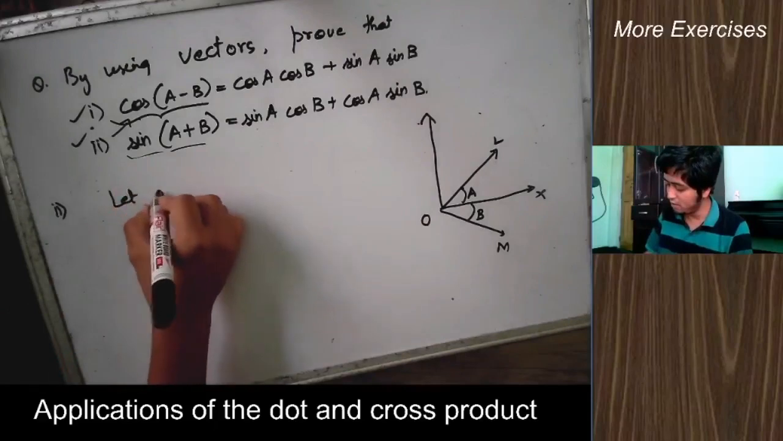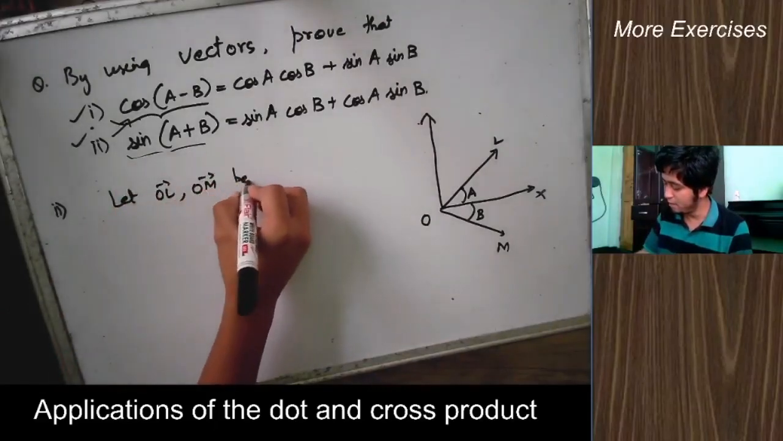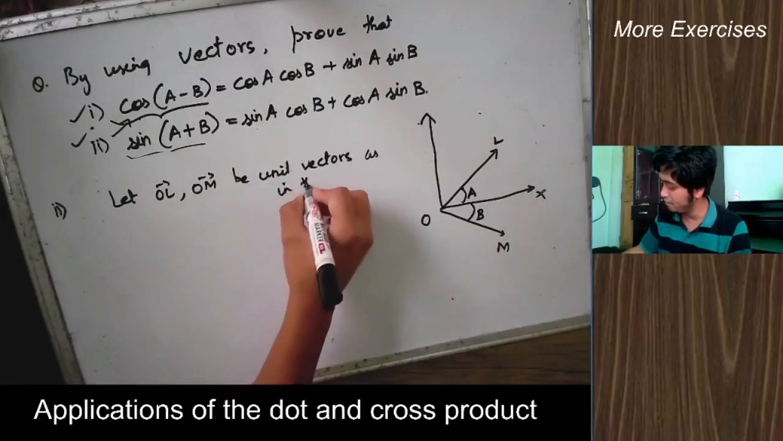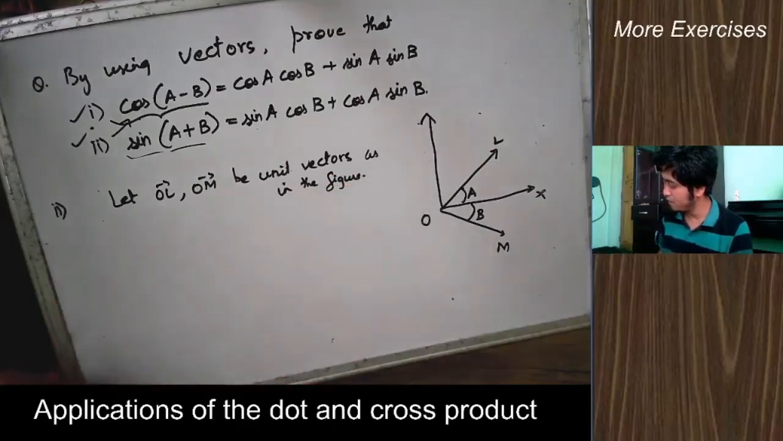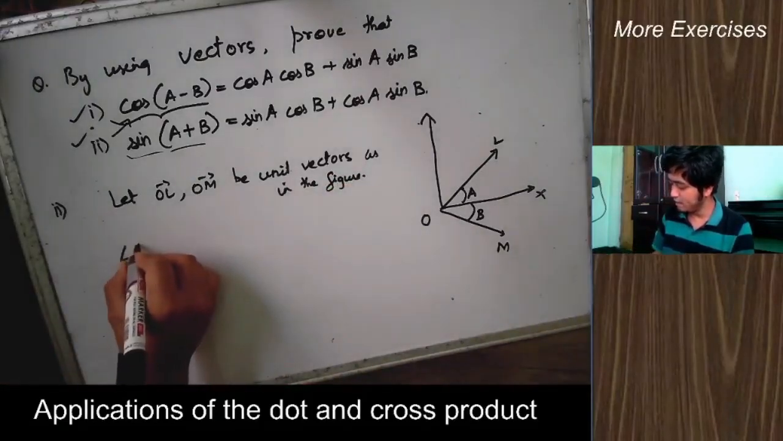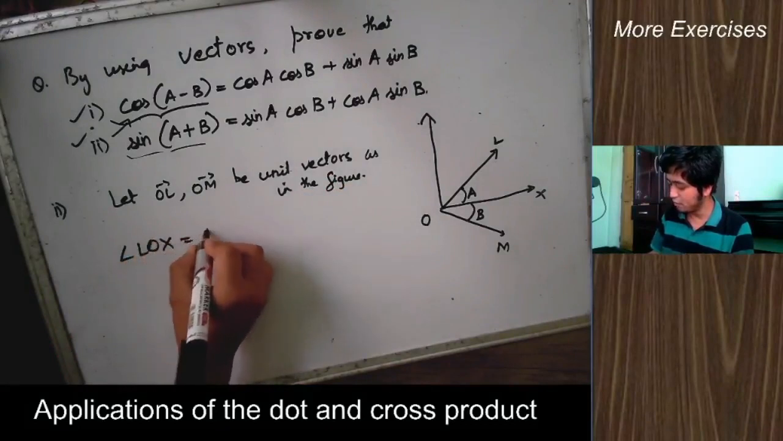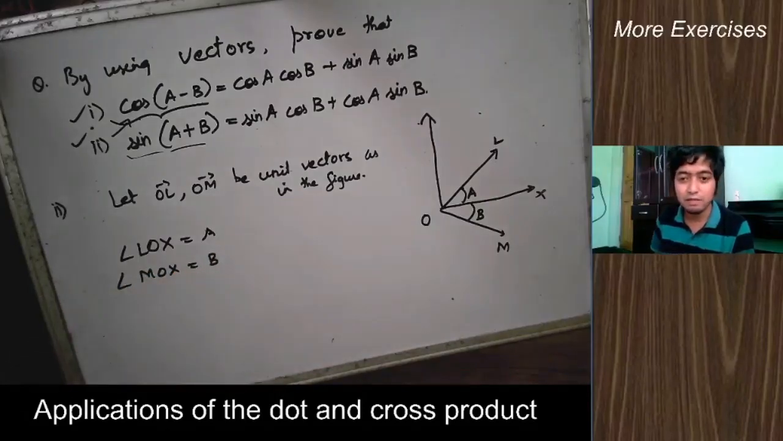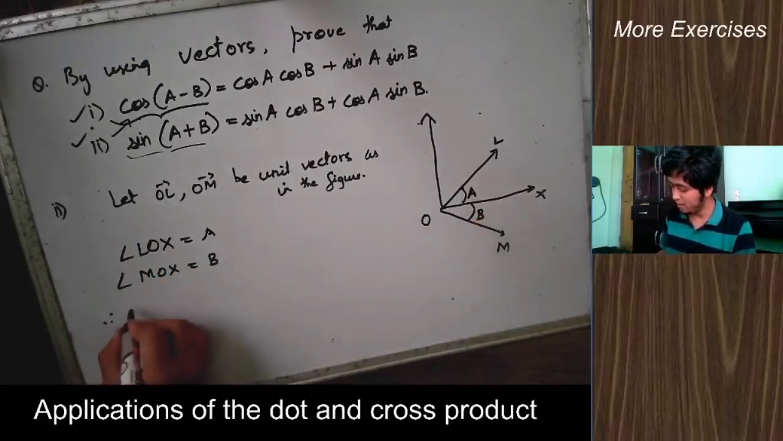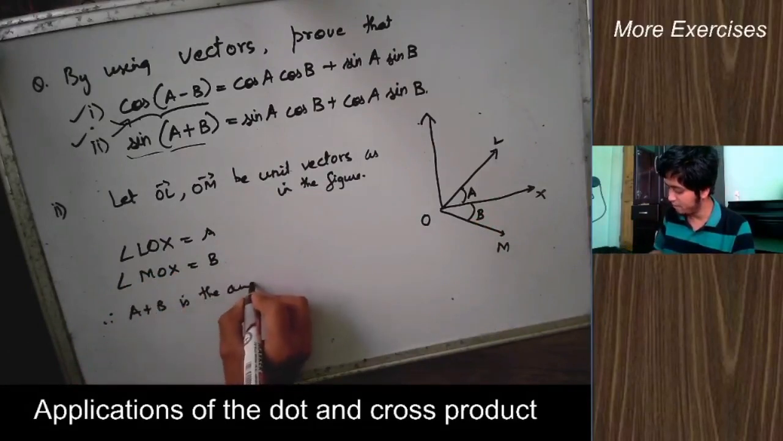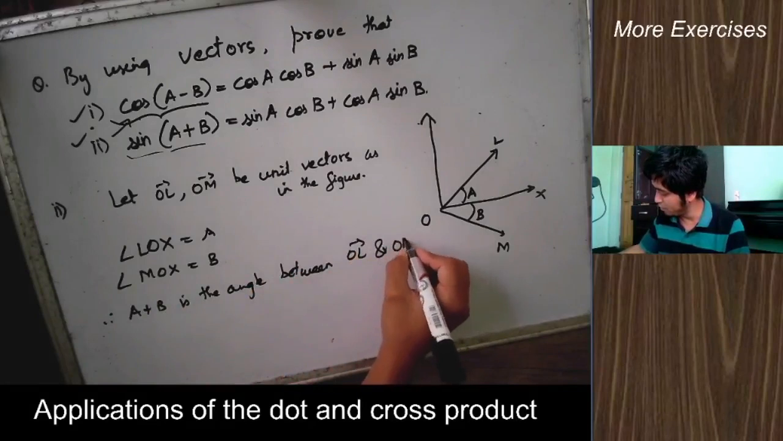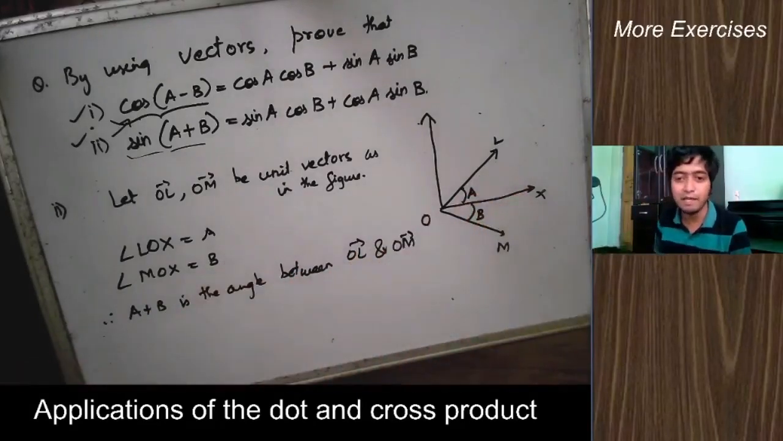So let OL, OM be unit vectors as in the figure. Angle LOX equals A, angle MOX equals B. So this is the angle, therefore A plus B is the angle between OL and OM. So this whole angle will be A plus B.